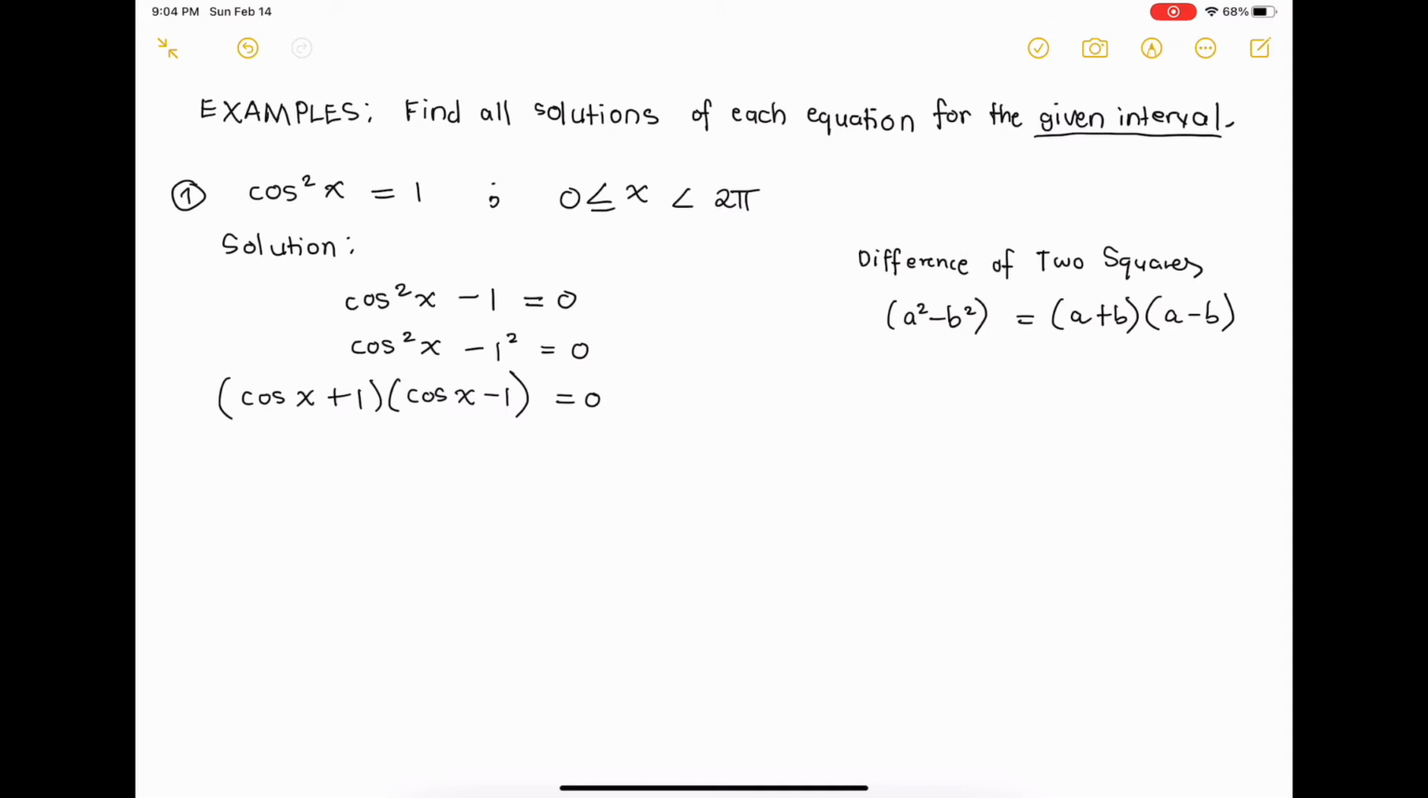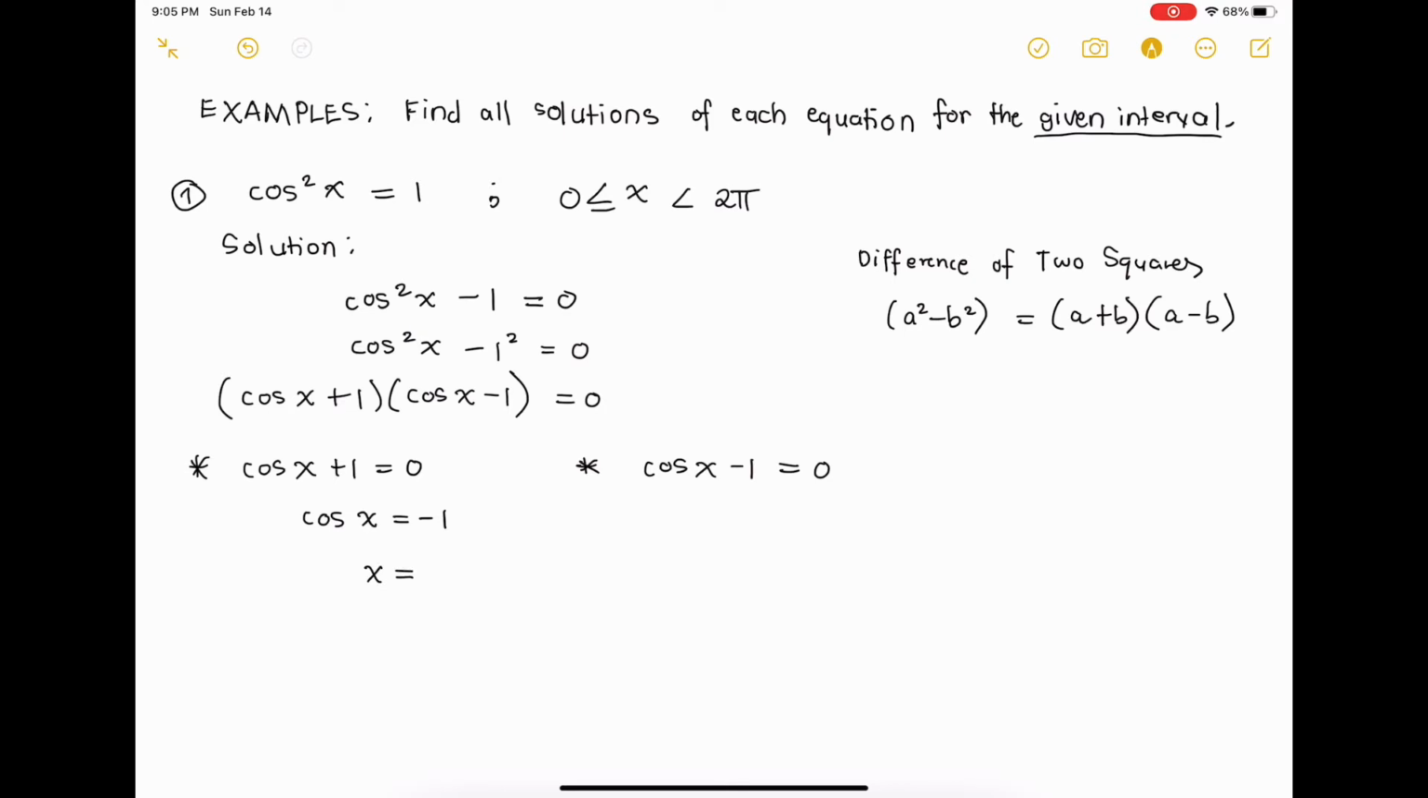Using the zero product property to find the values of x, we have two parts. First, cosine x plus 1 equals 0. Second part, cosine x minus 1 equals 0, and then solve for x. So we have two sets for the possible values of x. First part, cosine x equals -1, applying the subtraction property.